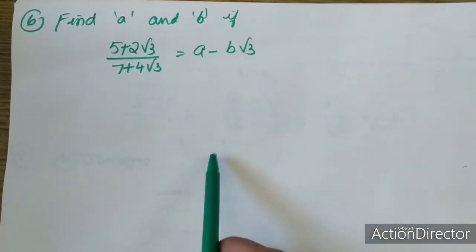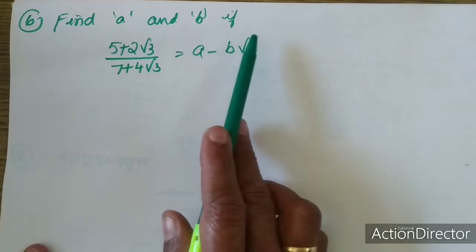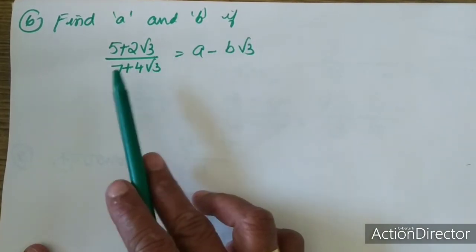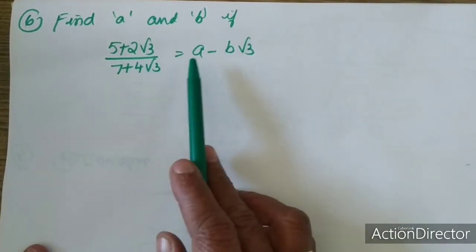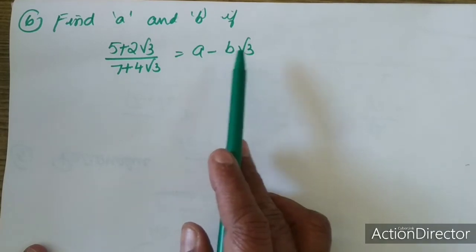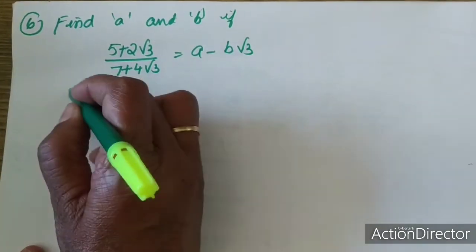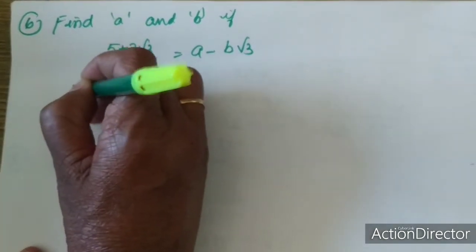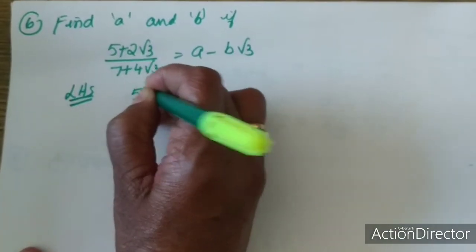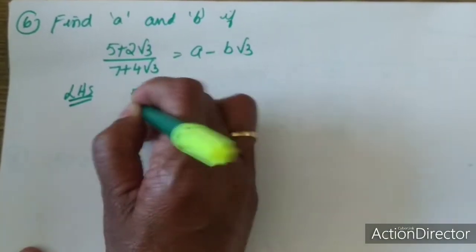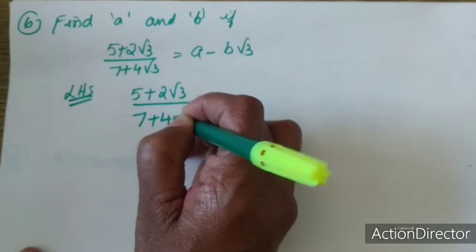Next, it's the most important question. Find the value of a and b if (5 + 2√3)/(7 + 4√3) is equal to a − b√3. Now first let us take the LHS, which is (5 + 2√3)/(7 + 4√3).